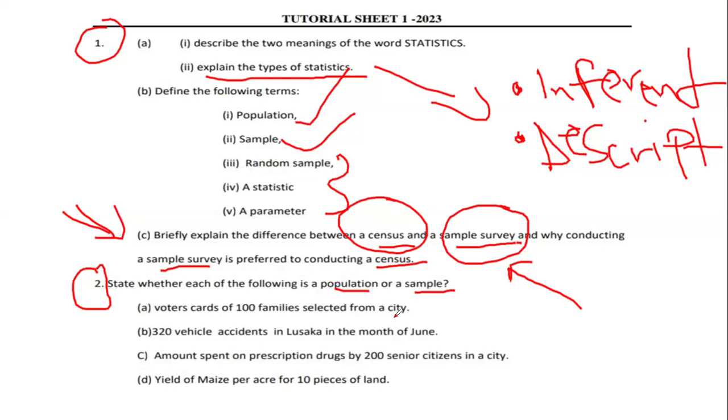Hello? It's a sample. Okay, so you're saying sample, then explain why you're saying sample. Why are you saying it's a sample? Because families were just selected from a city. It's not the whole city. Yes, very good. And then B, we are saying 320 vehicle accidents in Lusaka in the month of June. Is that a population or a sample?